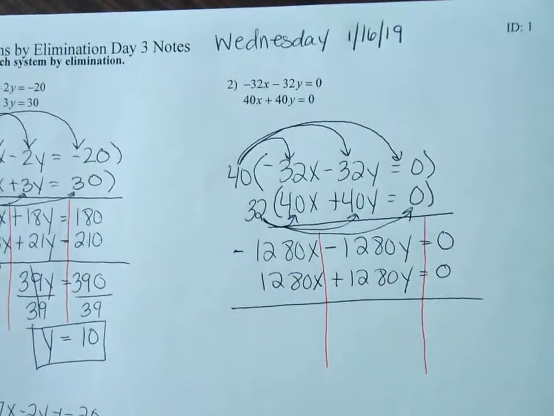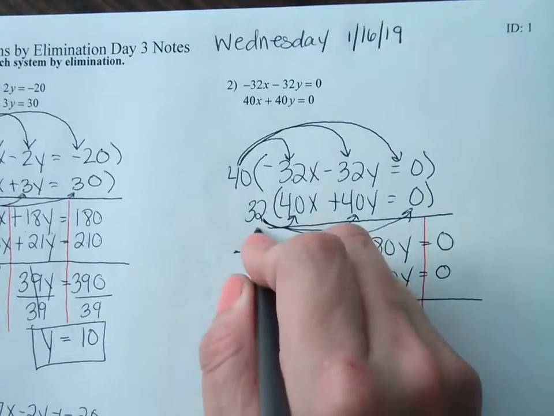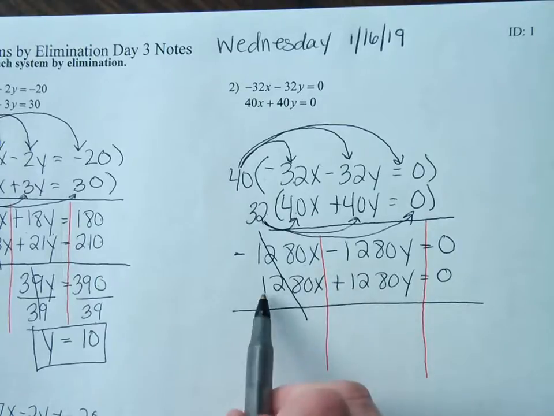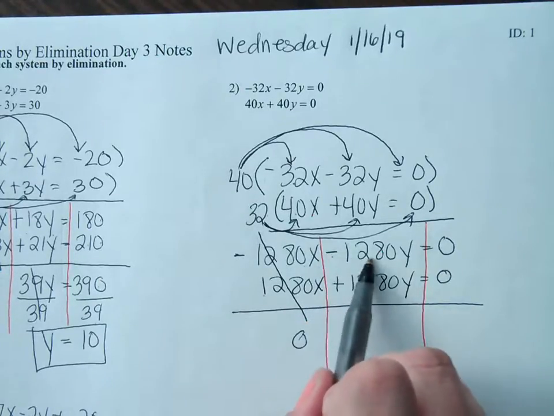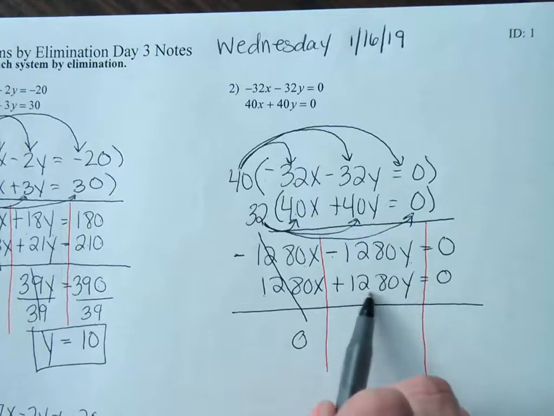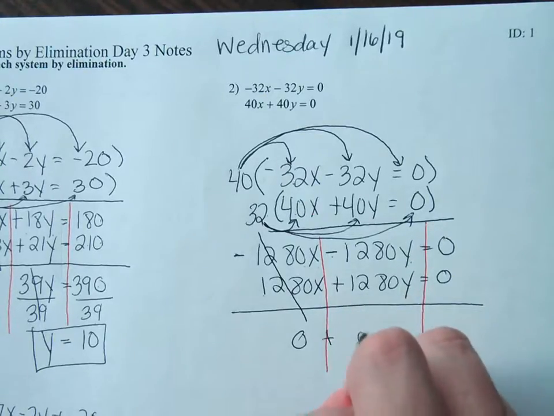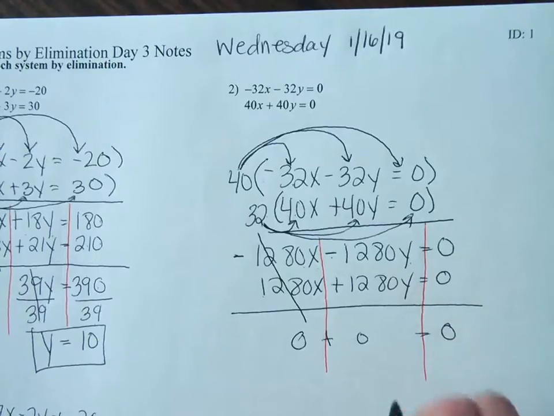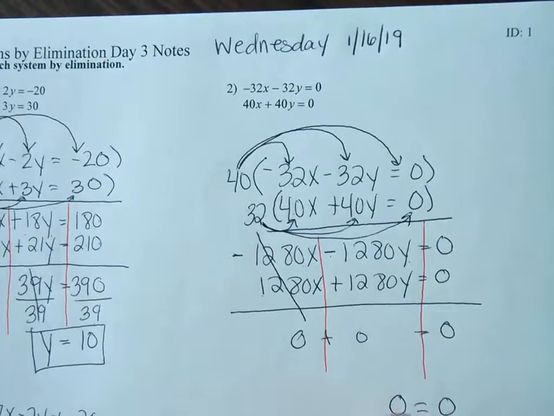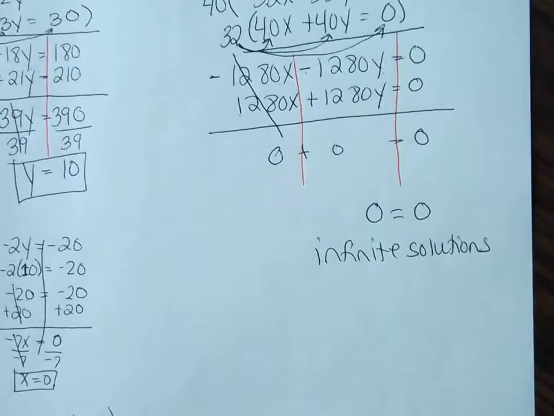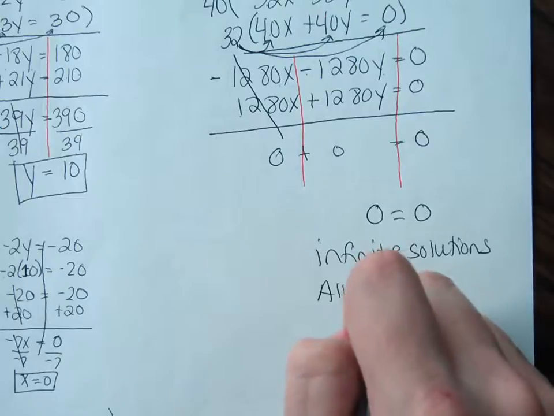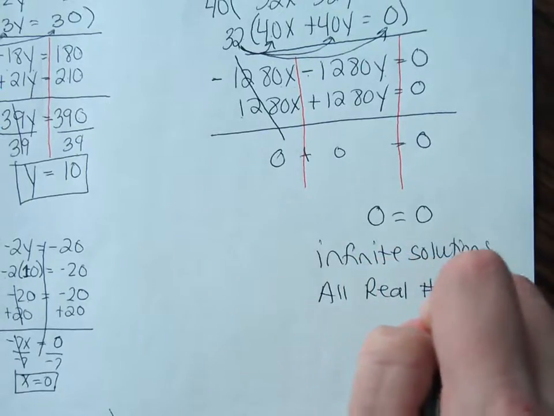Now we can total up our columns. These are opposites. Negative 1280x plus 1280x is 0. Negative 1280y plus 1280y is also 0. And 0 plus 0 is 0. So we have 0 equals 0. That is infinite solutions, or all real numbers.